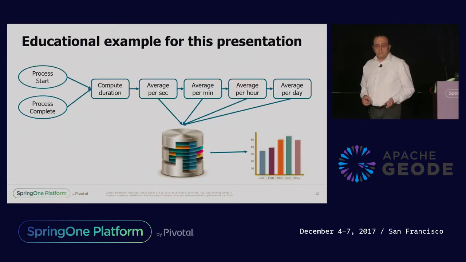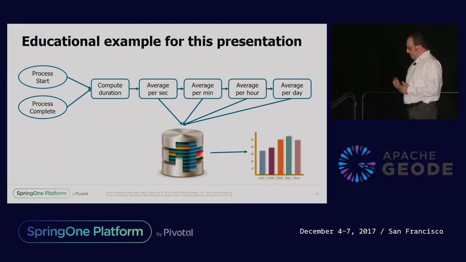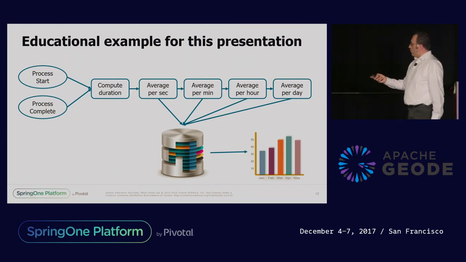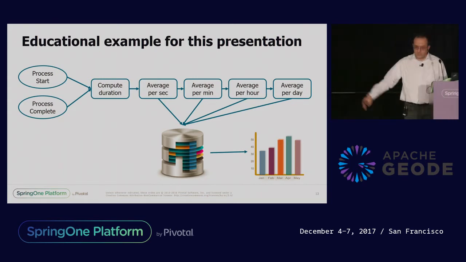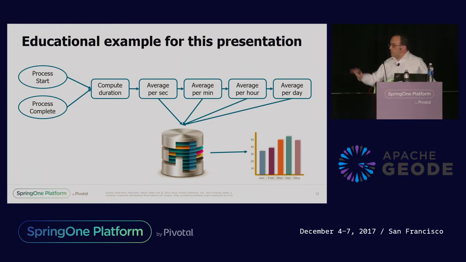For the purpose of this presentation, I have just a very simple analytic process. When we receive a message, an event, process start, process complete, we compute the duration. We compute the duration for each instance of the process, and then we group them per type to have an average per second, minute, hour, and per day. We put everything on the database. It's not what we did on our project. It's just for an educational purpose.